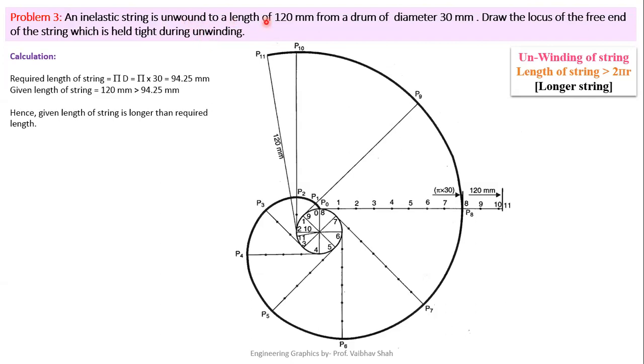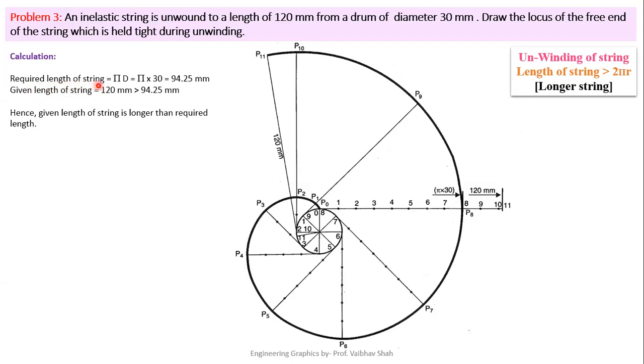We are having string length, which is 120 mm, and the diameter of drum, or you can say circular diameter, is 30 mm. But here the word is unwound to a length. Unwound means we are unwinding the string. We are opening the string from the circle. So our assumption will change here. So here unwinding of the string is done. As an assumption, length of the string would be greater than your circumferential length or your 2 pi r. That means this is once again our longest string example, but in a different manner because we are unwinding the string.